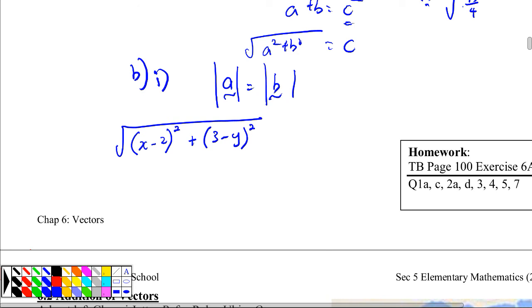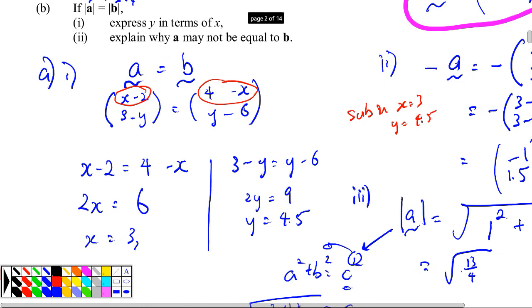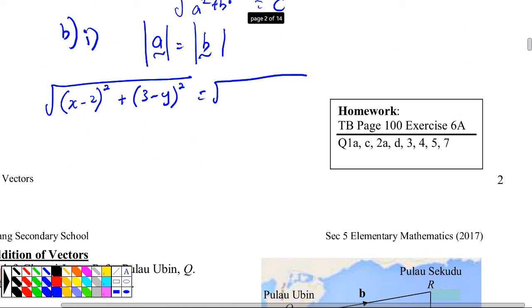Okay, so I have 2 square roots, and I copy the B from Hani's: square root of 4 minus x square plus y minus 6 square. What do you think I should do next? I got both square roots. Let's try, if square, go transfer the square. See, gone already.